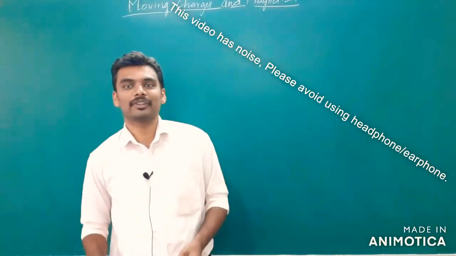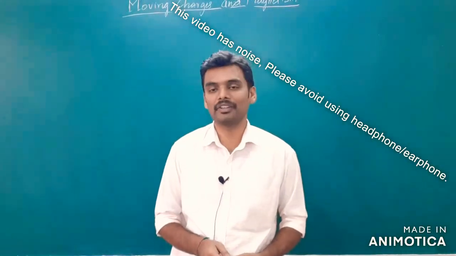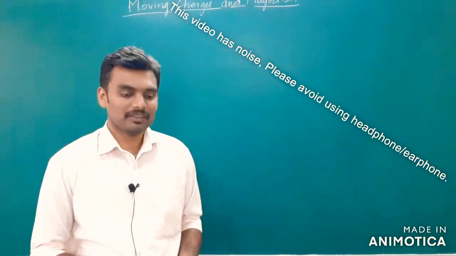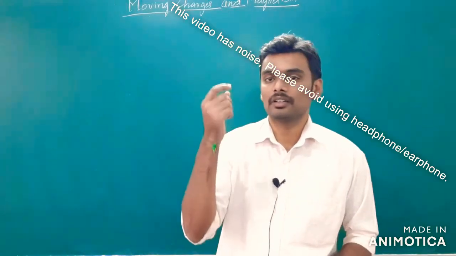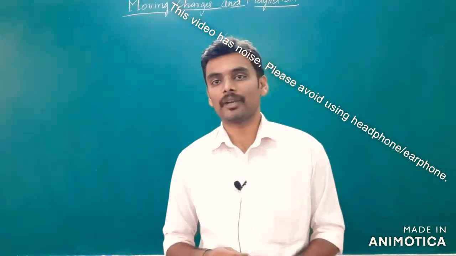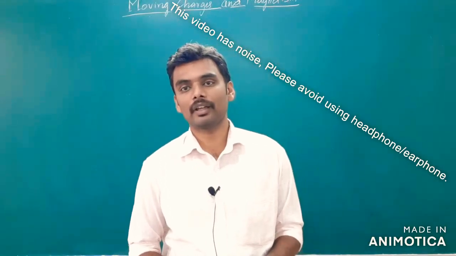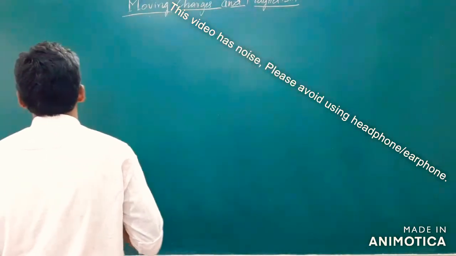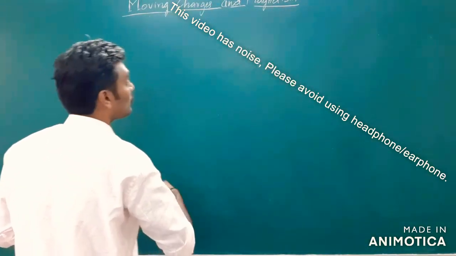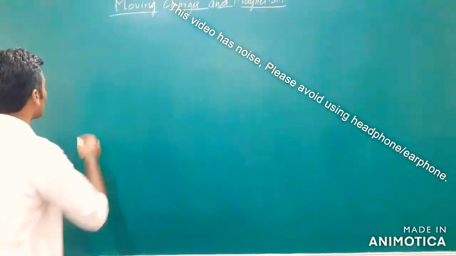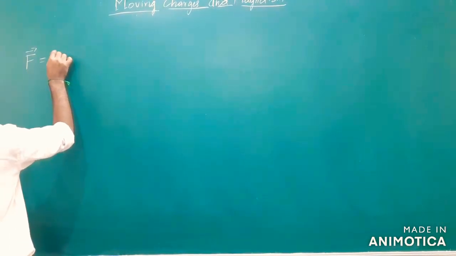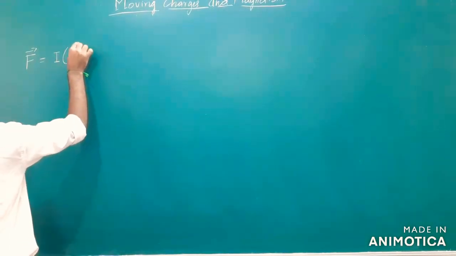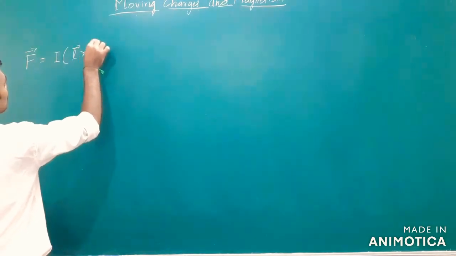So, dear students, let us continue our discussion on moving charges and magnetism. In the last session, the discussion was about the force experienced by a current carrying conductor due to the external magnetic field, right? And we did obtain an expression for that. What was the expression that we obtained? The vector form of the expression for the force experienced by a current carrying conductor that we obtained is force F is equal to I of L cross B, right?